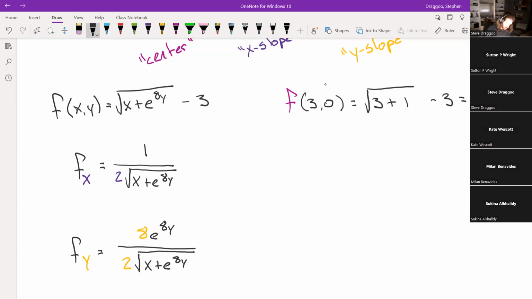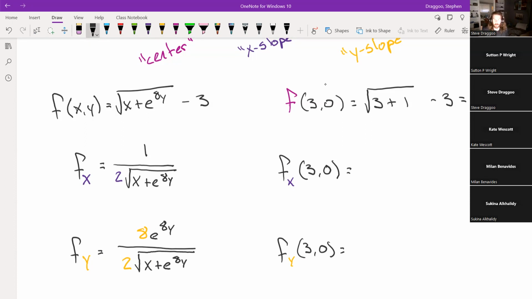Adding onto that, I'm going to need f partial x at (3, 0), and I'll need f partial y at (3, 0). All right, so I just take my point and plug it into both partial derivatives and get an x slope and a y slope.